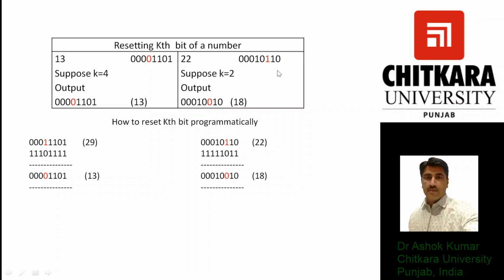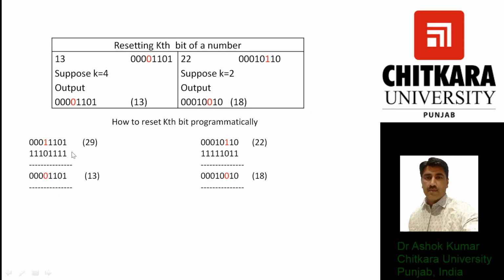If we want to reset the second bit of this number, that is shown in the red color, that means we want to change this bit to 0. If we change this bit to 0, you will get this number, and this is the binary representation of number 18. So resetting the kth bit means that we want to change the kth bit of the number to 0. So how will we do that? That we are going to discuss.